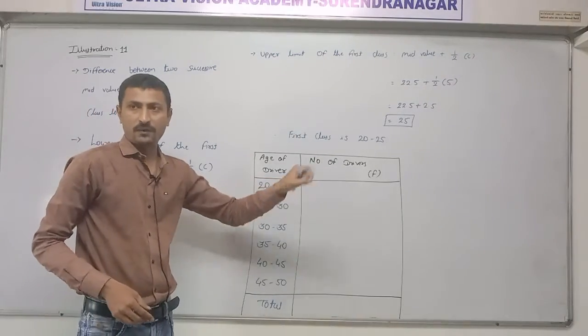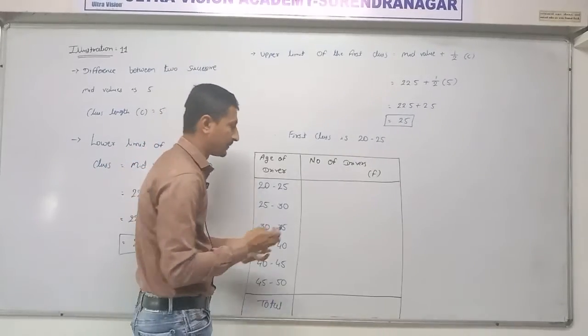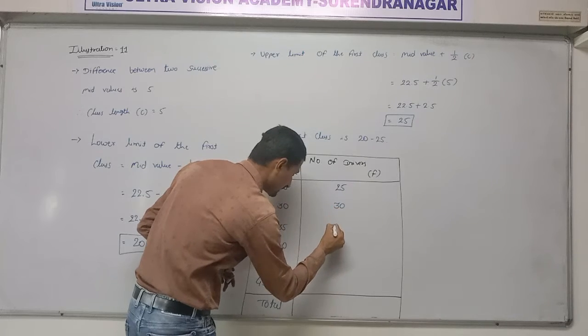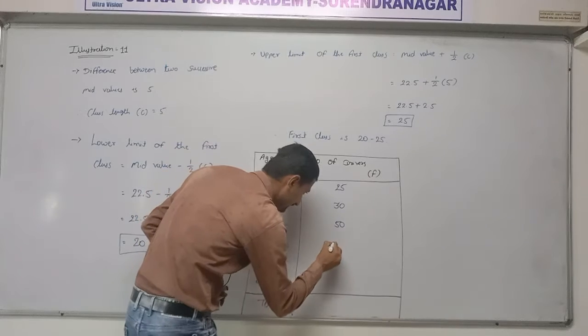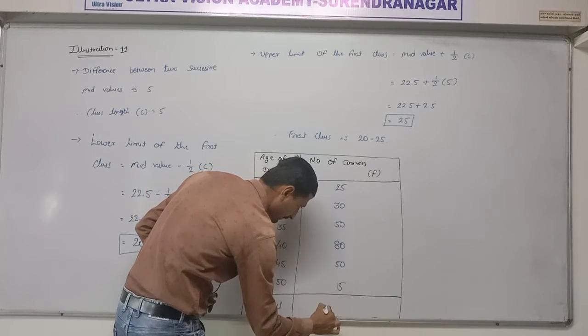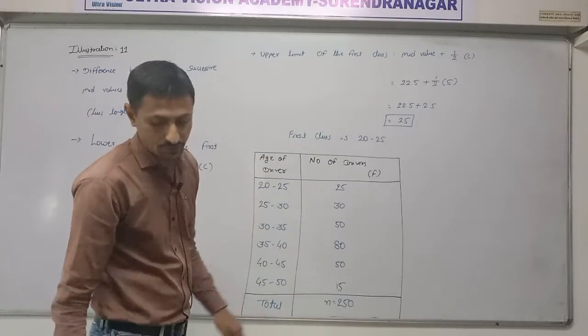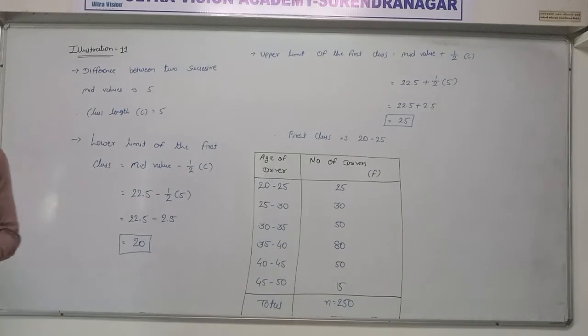Number of drivers, frequency, as it is right now, no changes: 25, 30, 50, 80, 50, 50. N is equal to the total number of drivers, which is 250. We have completed illustration number 11.